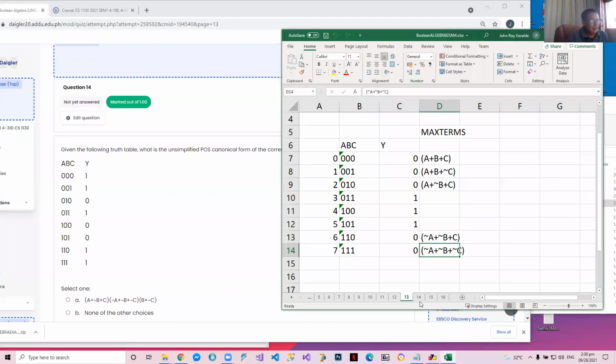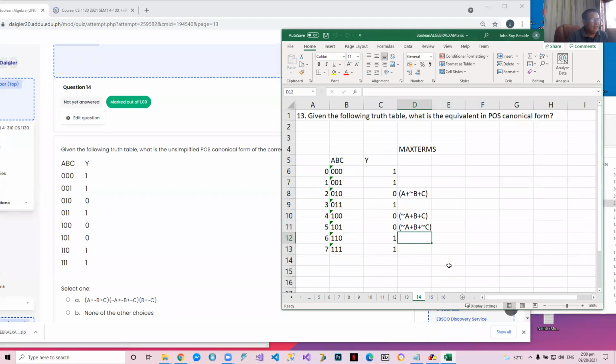Okay. Number 14. Given the following truth table, the POS canonical form. So we are given the truth table. No? So we look at the rows which are zeros. We have only 3 rows. Okay, and we write down the max term form.